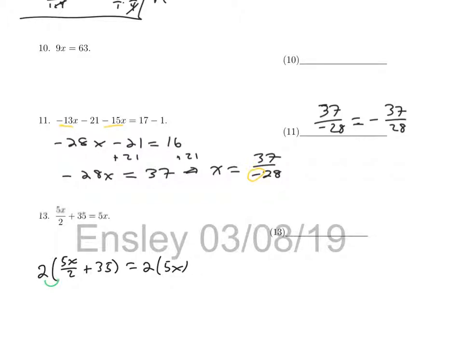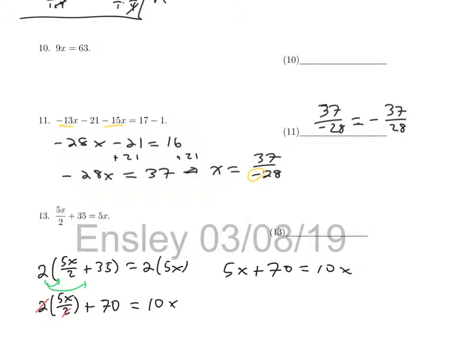On the left-hand side, I have to distribute this 2 through the parentheses. So I have 2 times 5x over 2 plus 2 times 35. 2 times 35 is 70. On the right-hand side, I have 2 times 5 times x. So that's just 10 times x. The key here is that these things are going to cancel. Right? The reason for multiplying by 2 is that a 2 in the numerator, remember, that's like 2 over 1, will cancel with a 2 in the denominator. And so what I end up with when I say I've simplified that right-hand side is 5x plus 70 equals 10x.